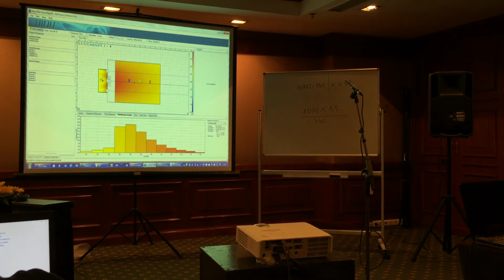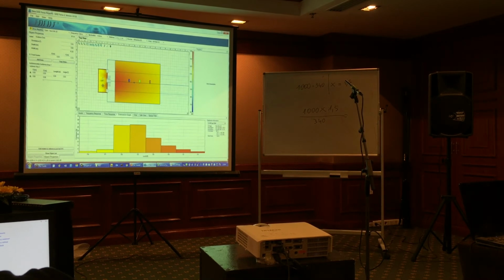Now, there is another good tool to see how the system behaves: looking at the distribution of the SPL. So let's cancel for a moment this area and get the distribution on the stage.